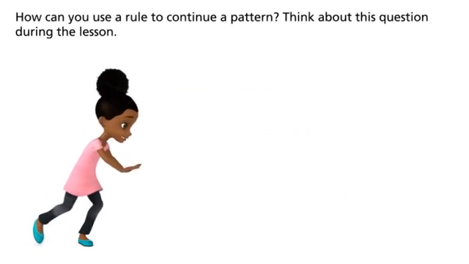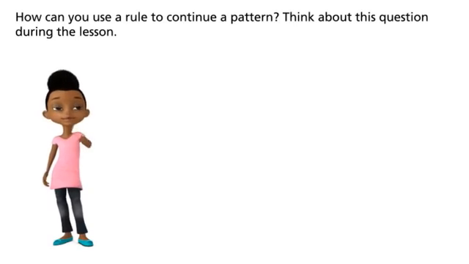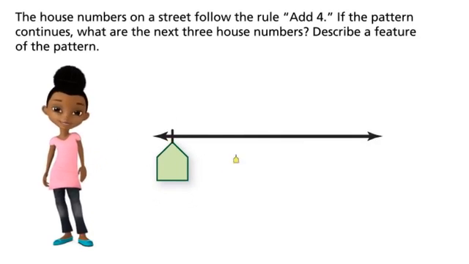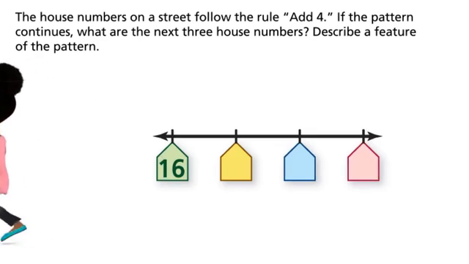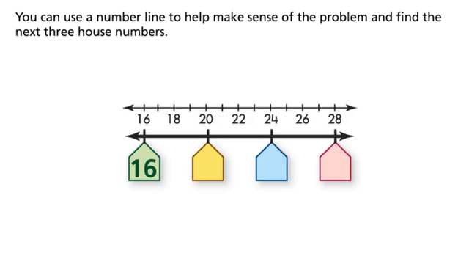How can you use a rule to continue a pattern? Think about this question during the lesson. The house numbers on a street follow the rule add 4. If the pattern continues, what are the next 3 house numbers? Describe a feature of the pattern. You can use a number line to help make sense of the problem and find the next 3 house numbers.